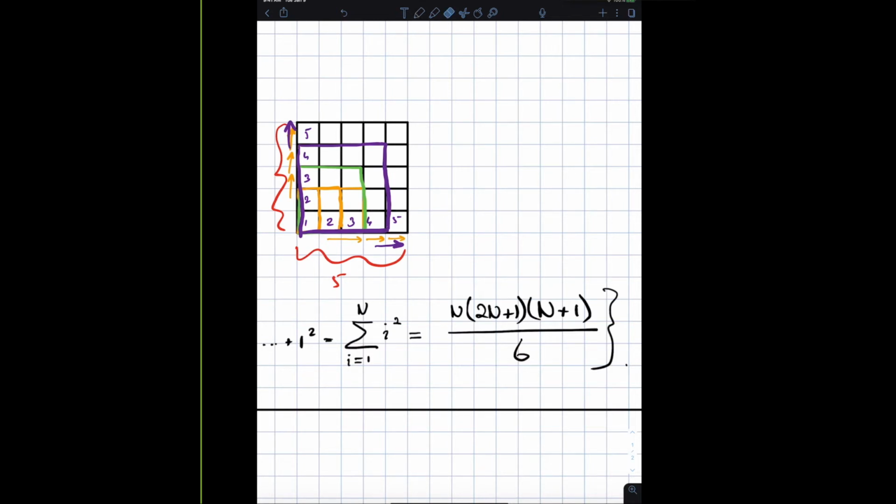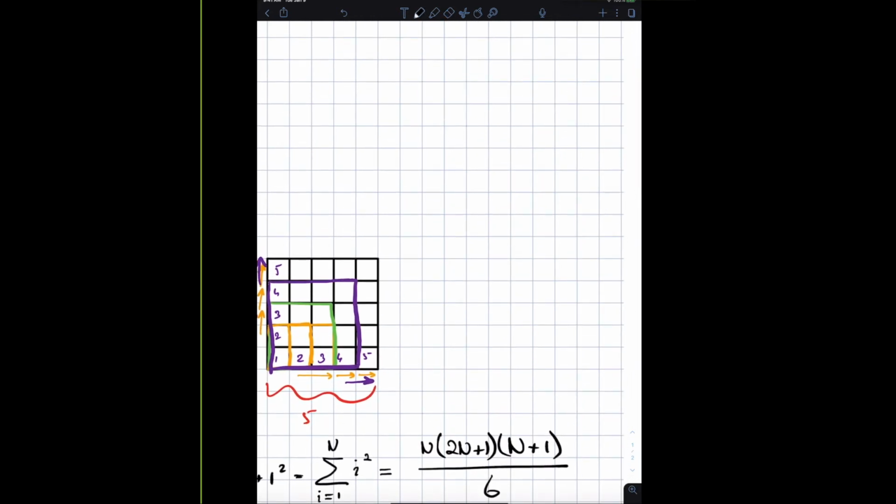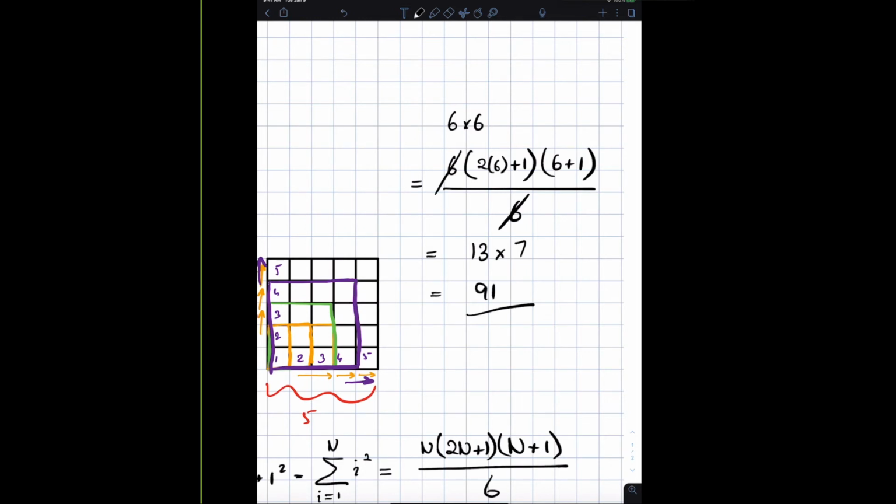So for example, let's say that I had a 6 by 6 grid and I wanted to compute the number of squares in that 6 by 6 grid. All I have to do at this stage is just sub in 6 into this formula. So instead of n, I'll put in 6. So I will get 6 times (2 times 6 plus 1) times (6 plus 1) divided by 6. These two 6's will just cancel out. I will get 6 2's as 12 plus 1 is 13. And then I will get 6 plus 1 is 7. And this is just 91. So in a 6 by 6 grid, for example, I will have exactly 91 squares.